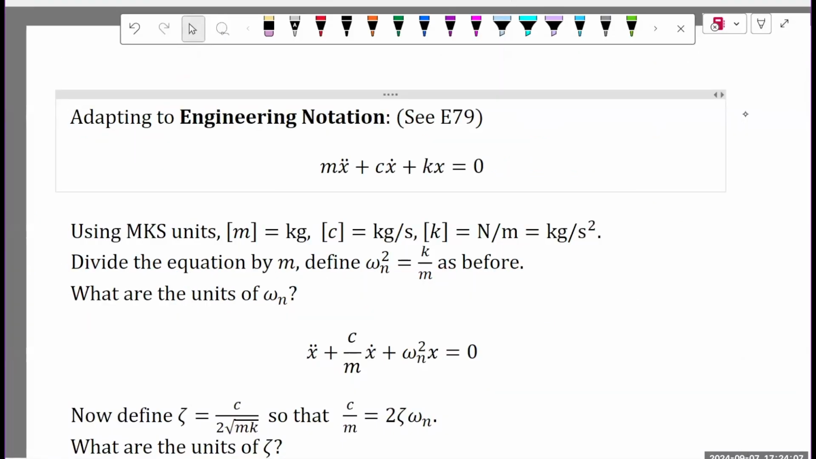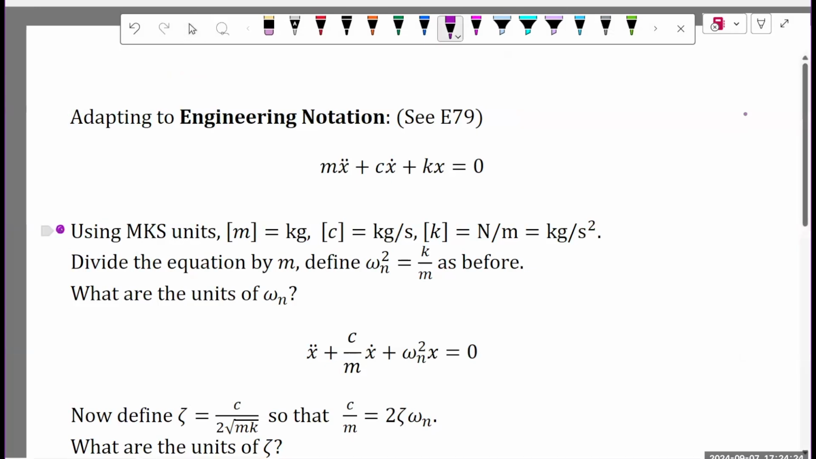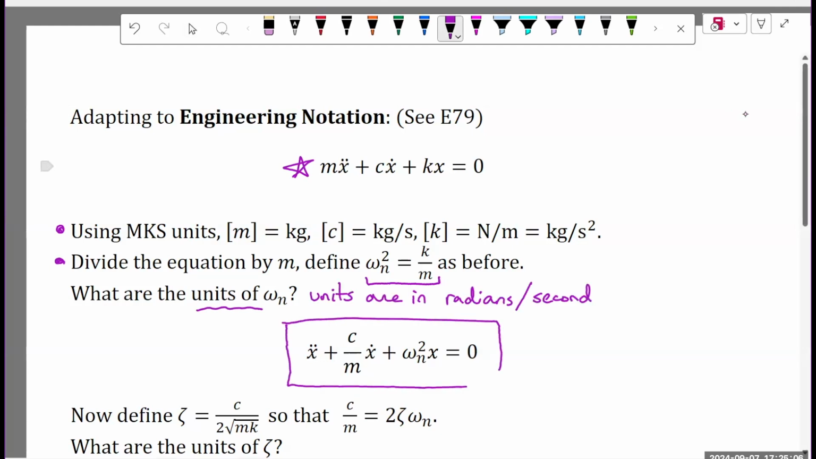Instead of talking about damping in terms of the coefficient c, we're going to do a little bit of a translation so that we can make use of something called the damping factor zeta. So we are using the MKS units. We're going to divide our standard equation by m, putting it into normal form. And as before, we're going to define omega squared to be k over m. Omega is, of course, the natural frequency. What are the units? Radians per second. That yields for us the canonical oscillator equation.